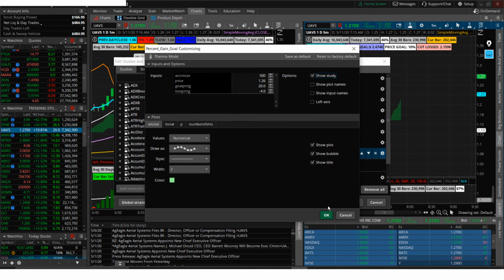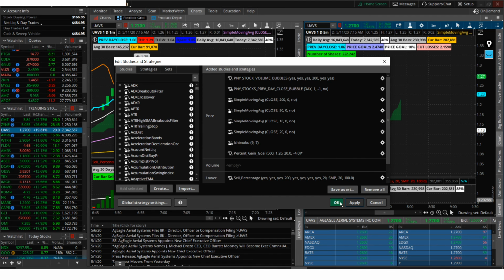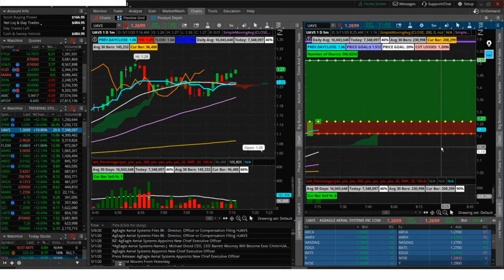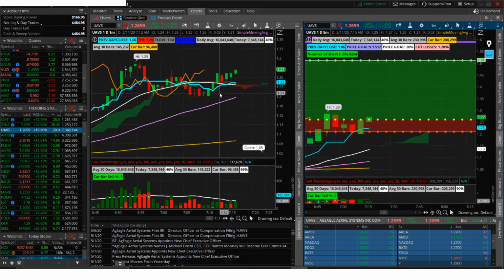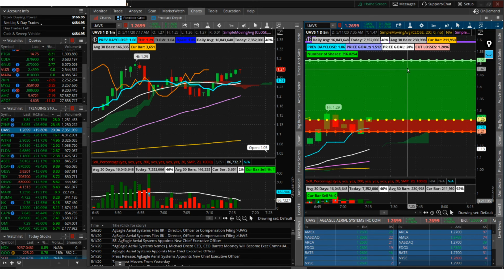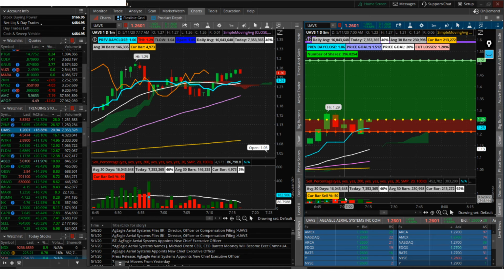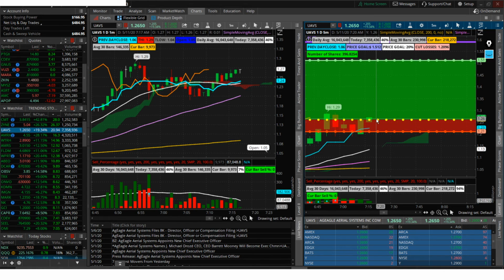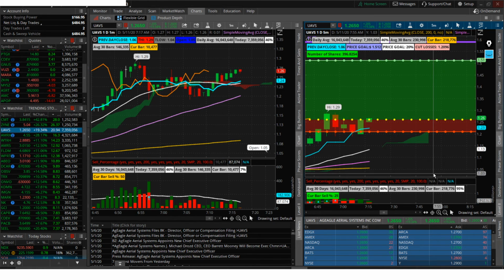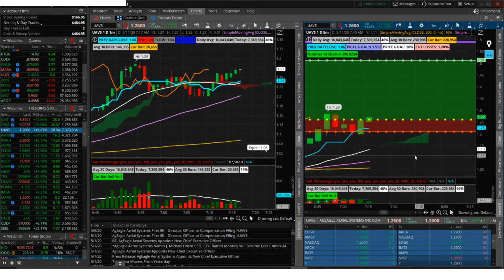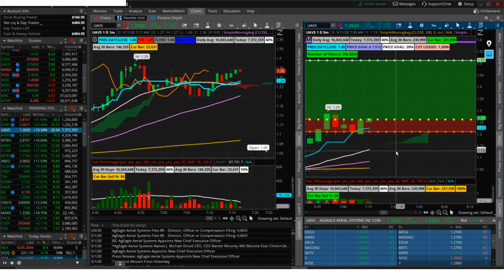Show the study. Boom, there it is. As you can see, for me to hit my goal, it has to hit $1.51. So it has to really make a huge move from where it is right now, $1.26 to $1.51, for me to make back the money that I lost from ASRT.